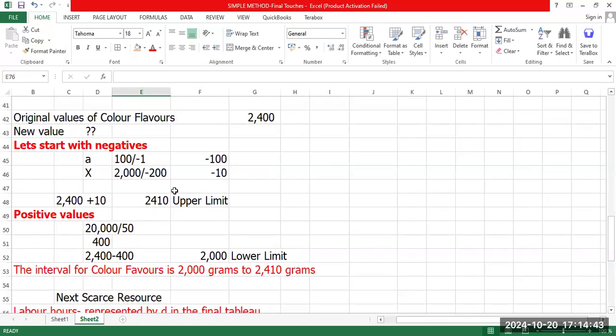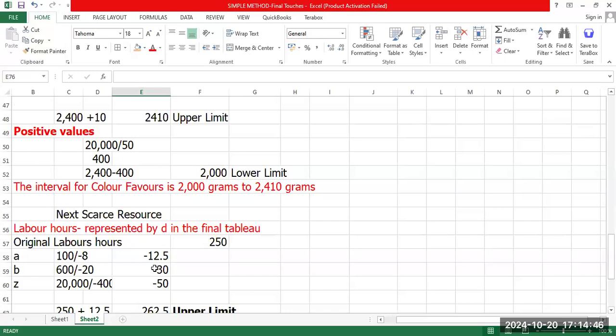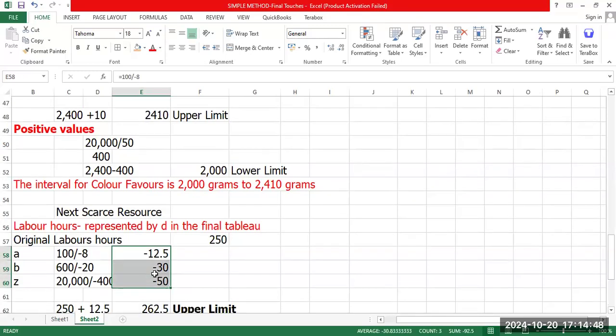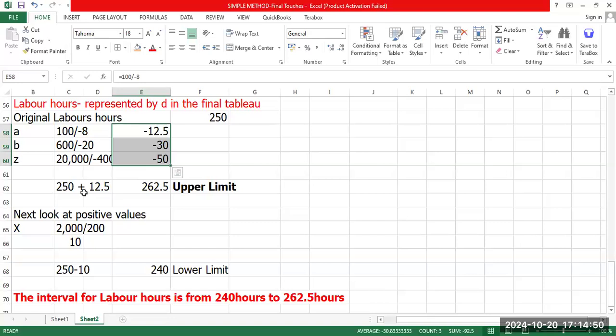With the negatives, choose the highest. After choosing the highest, neglect the negative sign and simply add. If you have many positives, then you will choose the lowest. Out of all the positive values, choose the lowest, and that lowest value will help you to get the starting point.